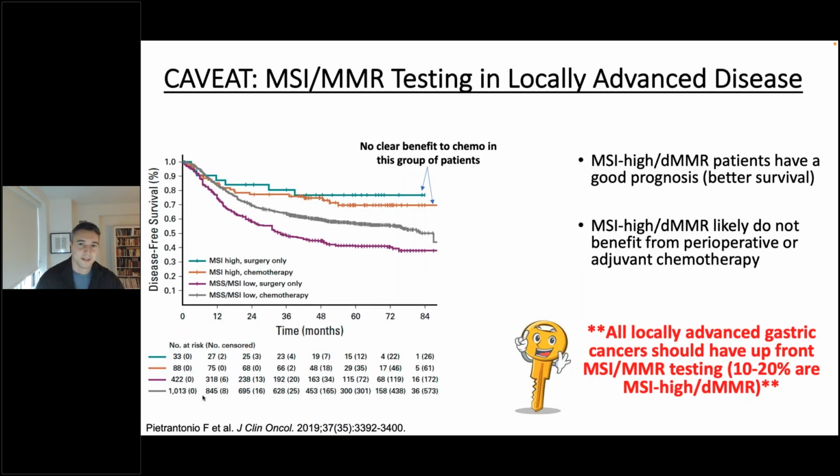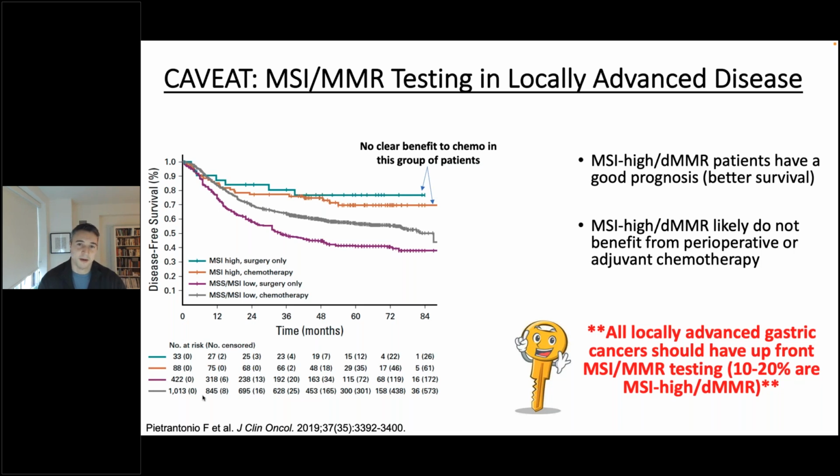There's one caveat to this, which is very important. And this is people who have microsatellite unstable or mismatch repair deficient tumors. So in people with non-metastatic disease, stages 1 through 3, the frequency of this is somewhere between 8 and 20%. And the reason that's really important is this curve on the left. So what you're seeing here is MSI high patients and MSS patients. And people who are MSI high, they really don't get that much benefit from chemotherapy.